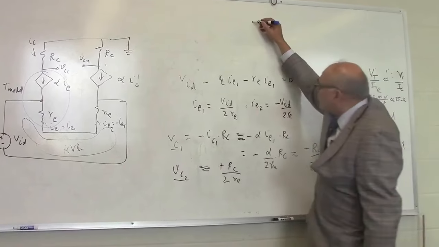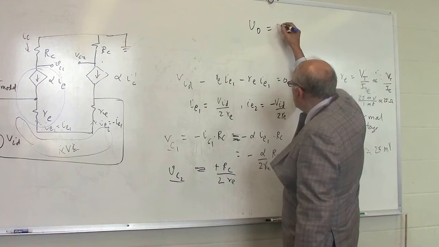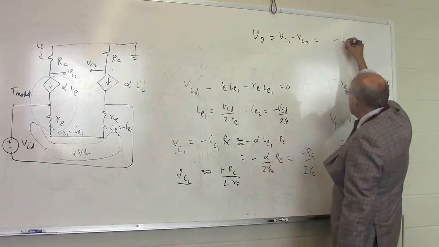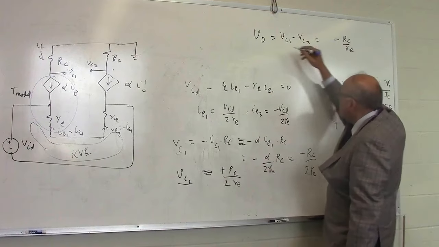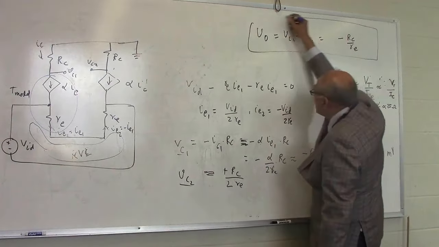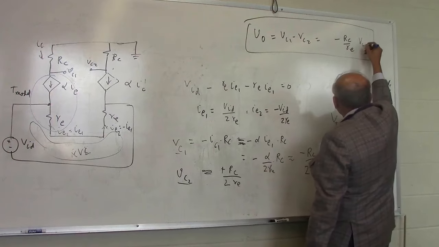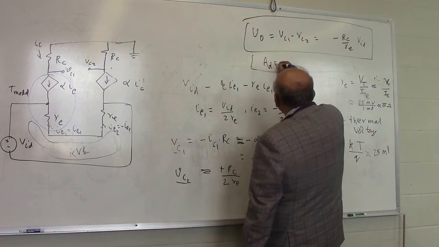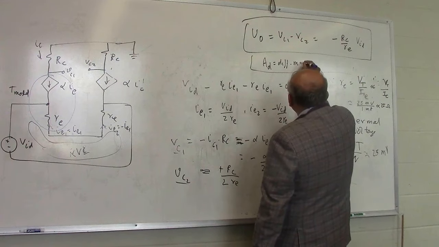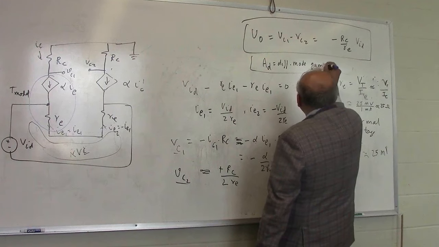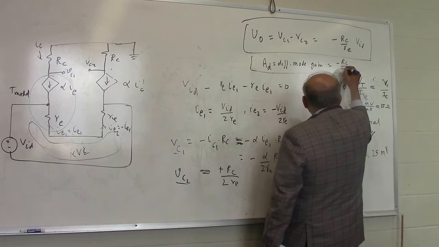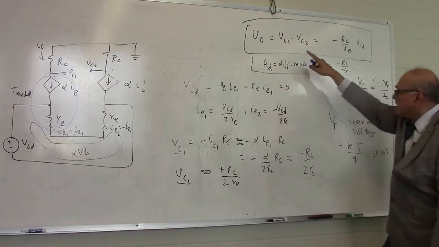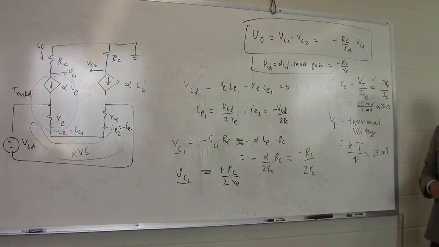And that will give me my differential output VO, which will be VC1 minus VC2. It will simply be minus RC divided by RE times VID. My difference mode gain, AD, let us call it, will be equal to minus RC over RE, because I divide VO by VID, which gives me the difference.